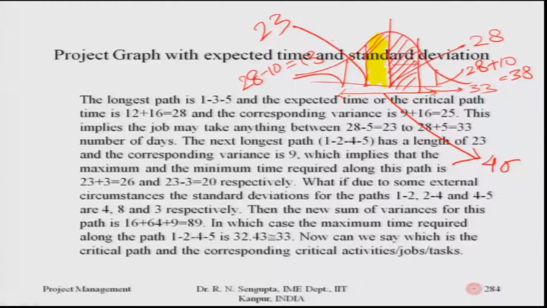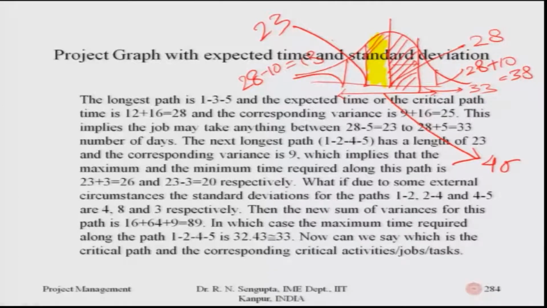The next longest path has a length of 23. If you go back to the figure which is in slide number 283, it means that the next longest path after the critical path has a length of 23 and the corresponding variance is 9. Now, here we should pause and try to understand.